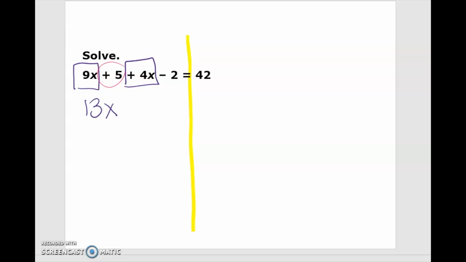Then I have positive 5 minus 2. When I add those together, I get positive 3 equals 42. Now we're down to a two-step equation. We always get rid of addition or subtraction first. We see addition, so the opposite of addition is subtraction. We're going to subtract 3 on both sides.